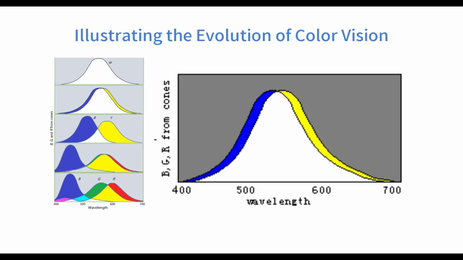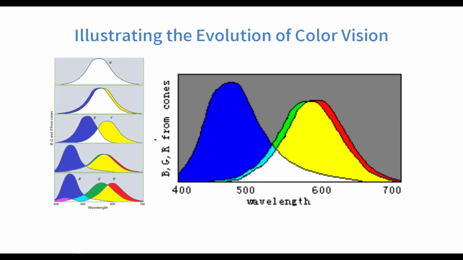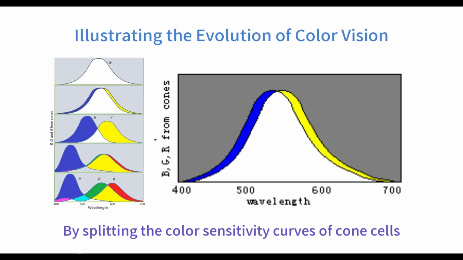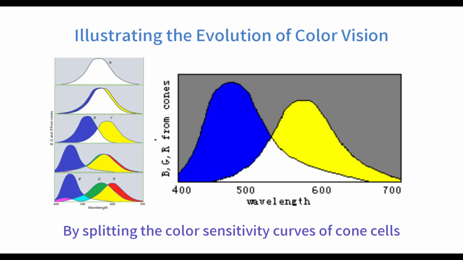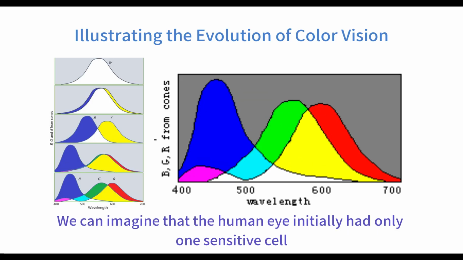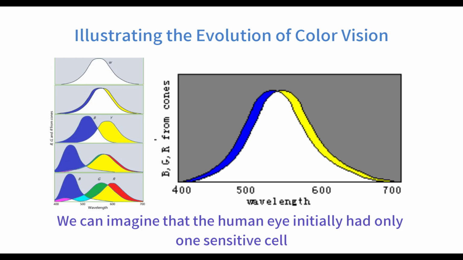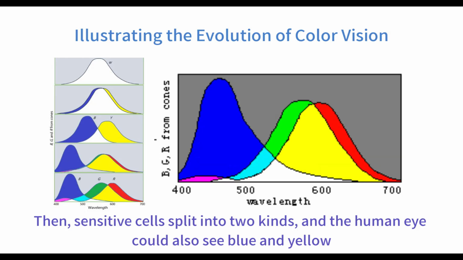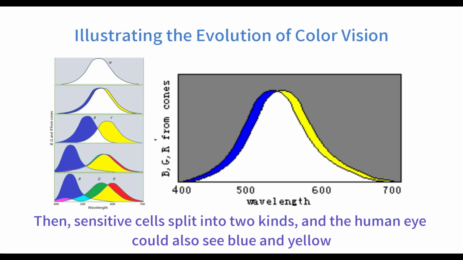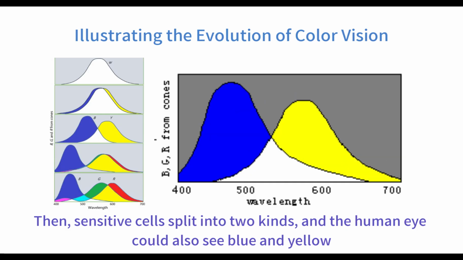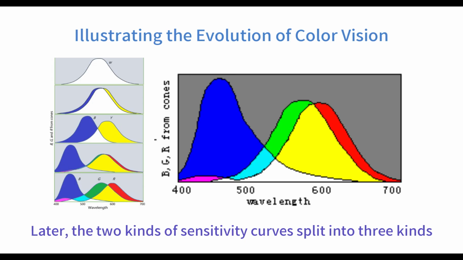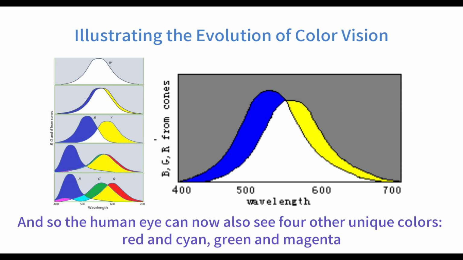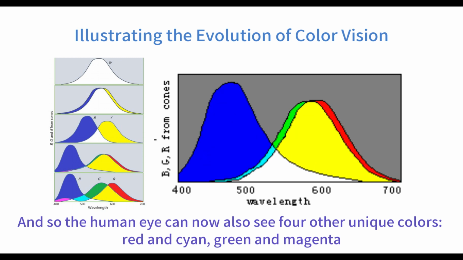Illustrating the evolution of color vision. With the decoding model, we can explain the evolution of color vision by splitting the color sensitivity curves of cone cells. We can imagine that the human eye initially had only one sensitive cell, only seeing in black and white. Then, sensitive cells split into two kinds, and the human eye could also see blue and yellow. Later, the two kinds of sensitivity curves split into three kinds, and so the human eye can now also see four other unique colors: red and cyan, green and magenta.